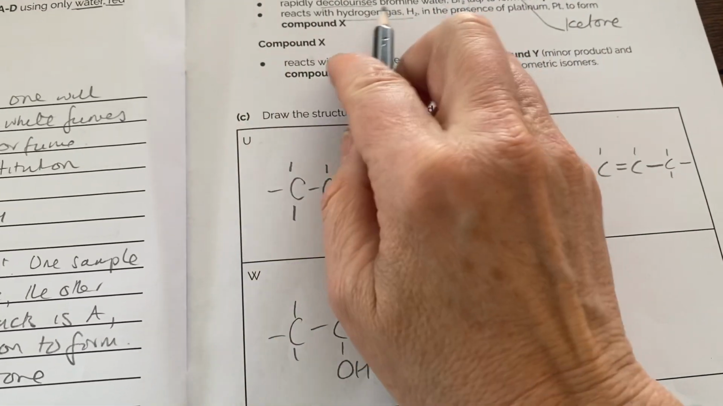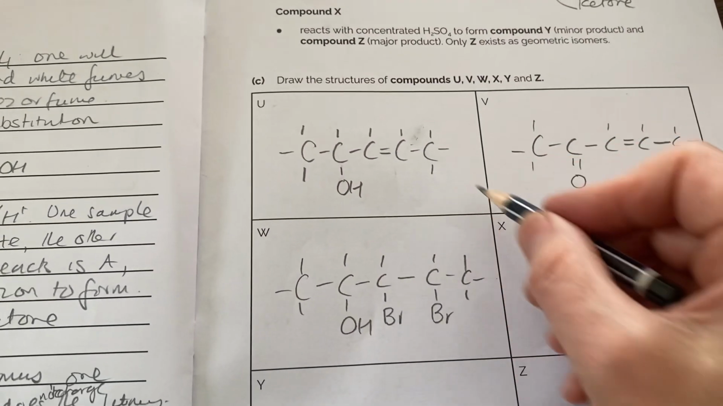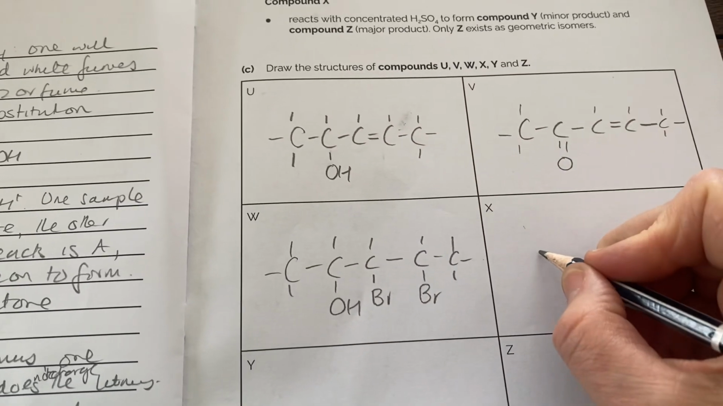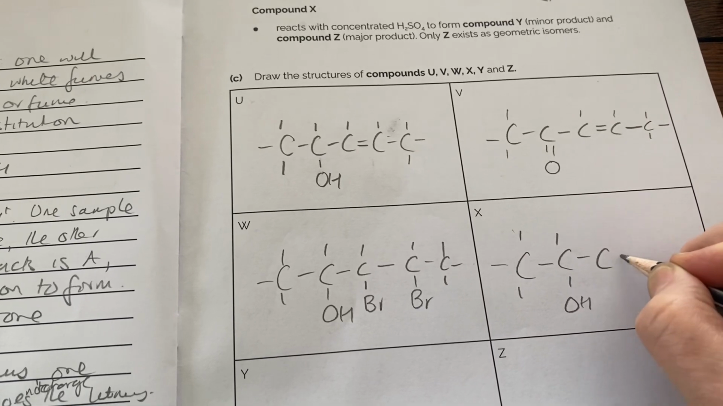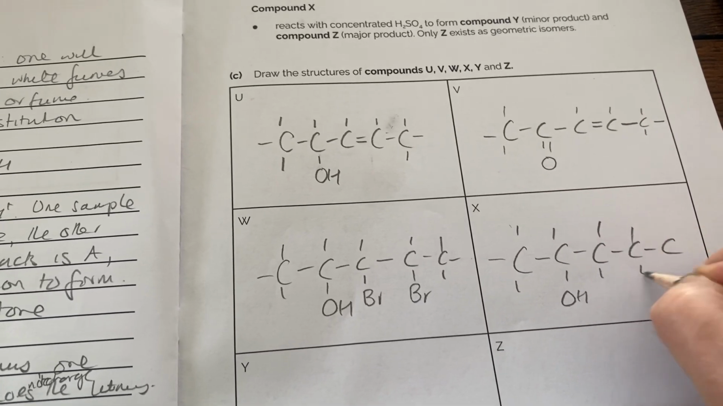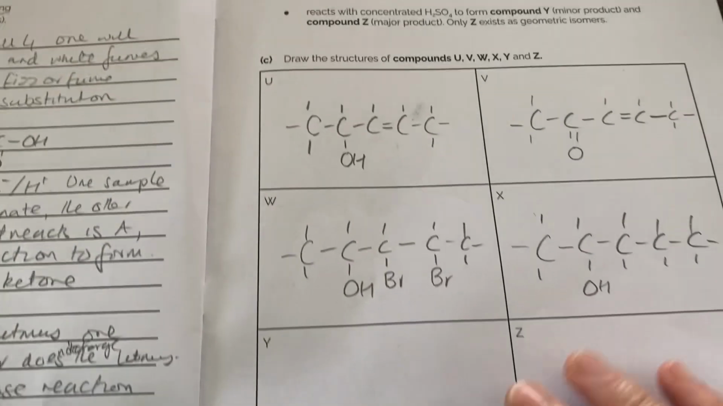U reacts with hydrogen to form X. So down here we're just going to hydrogenate that. We're going to keep my OH there, and we are going to just saturate this molecule here. Of course, you'd be drawing your hydrogens in.